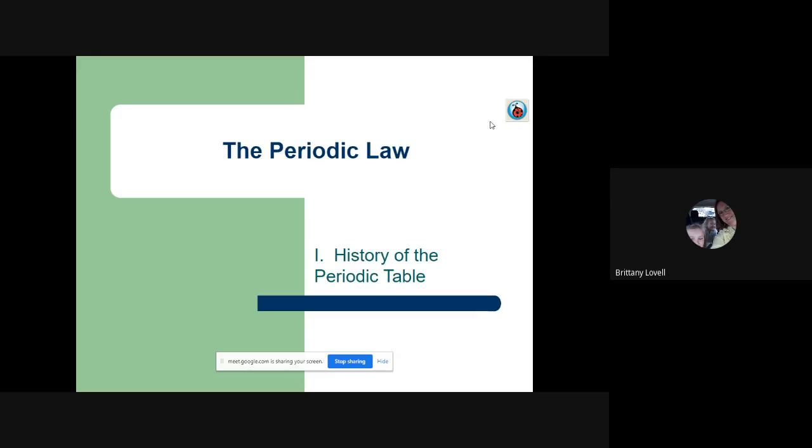Now, as we go here today, you don't have to write every single thing down. I'm going to kind of condense it down so that we can hopefully rip through this. So here we go. But we're going to start with the history of the periodic table. You don't have to write this down, but it's just good information.